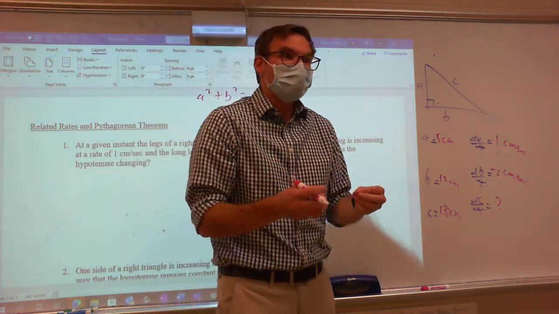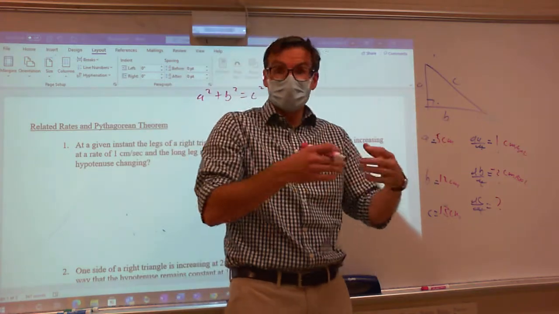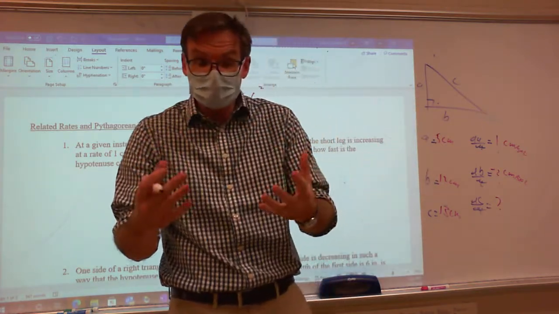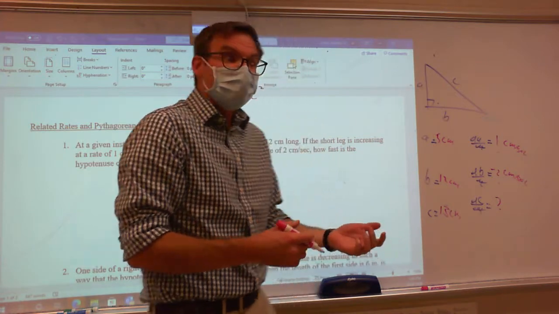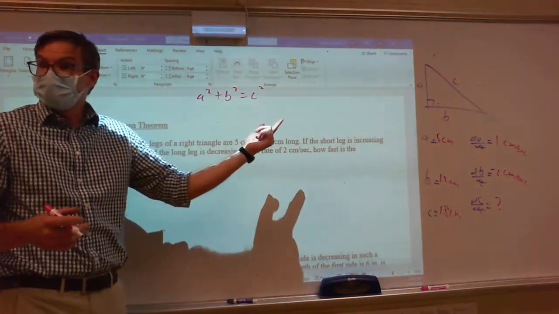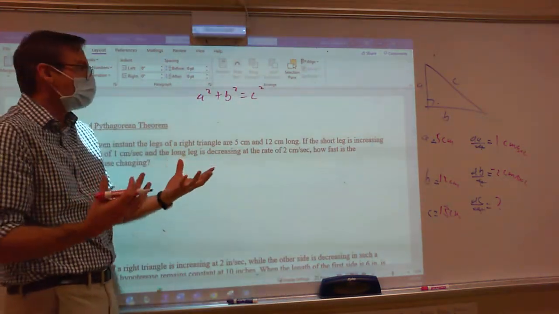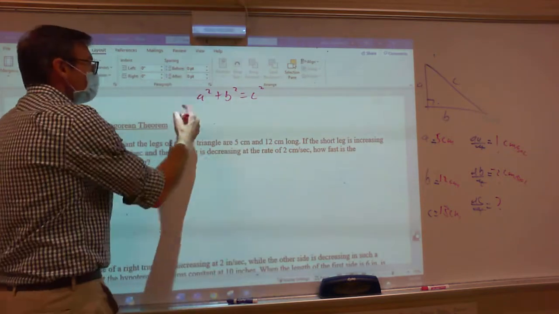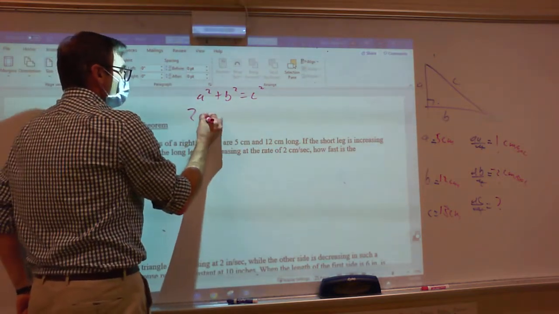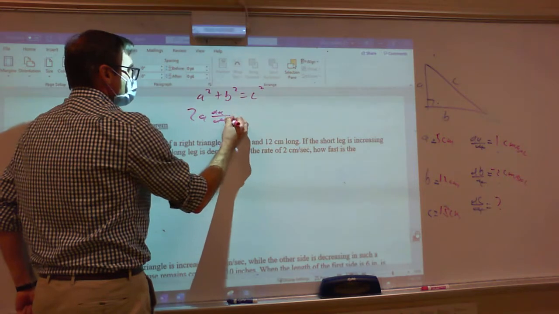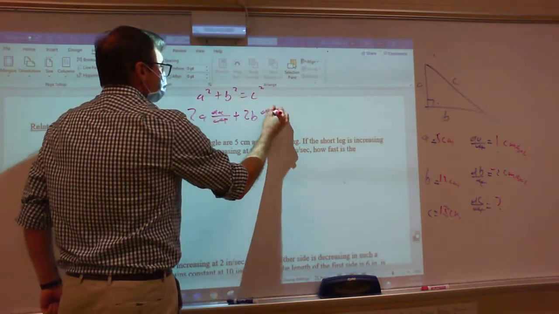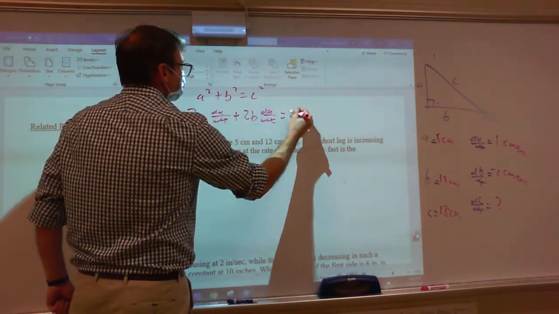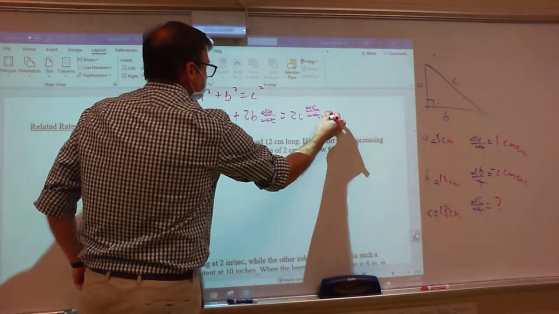So anytime you take the derivative of A, there's a dA dt. If you take the derivative of B, there's a dB dt. If you take the derivative of C, there's a dC dt. So what we're going to do is take the derivative, it's like implicit differentiation, just every letter is special. So when I take the derivative, that's going to give me 2a dA dt plus 2b dB dt equals 2c dC dt.